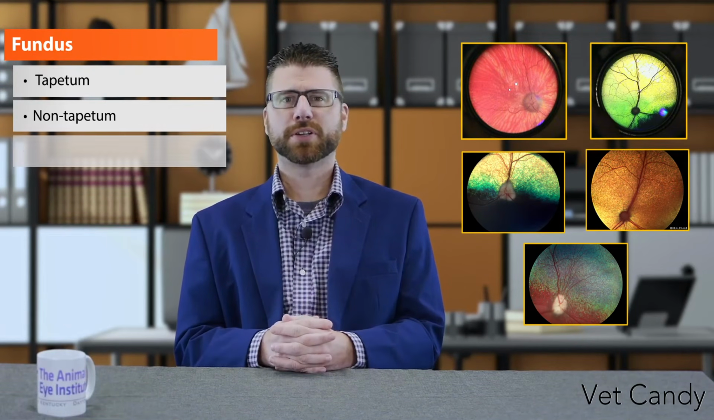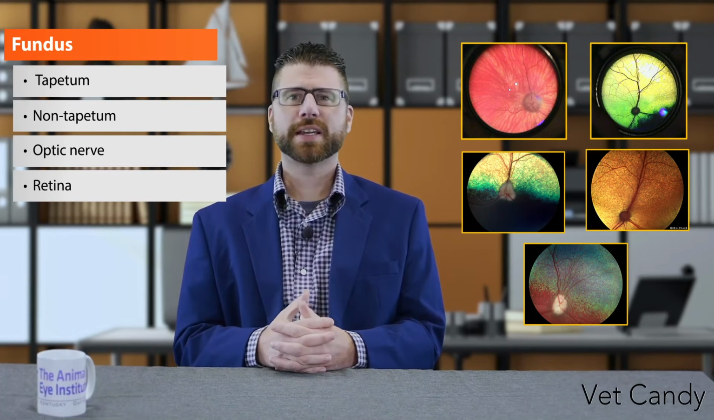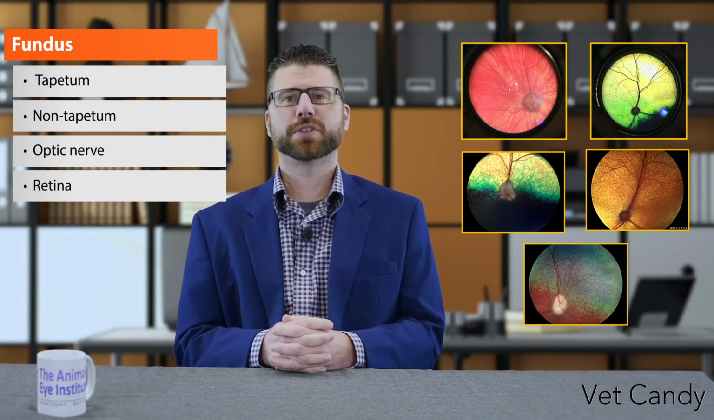As we move on to the fundus, it consists of tapetum, the non-tapetum, the optic nerve, and the retina. The canine and the feline eye are incredibly difficult to evaluate due to the number of normal variants. You can have orange tapetum, yellow tapetum, green tapetums, blue tapetums, non-tapetums, which are red and you're looking directly at the choroid. There's a wide variety of variation, which makes this very difficult to evaluate.